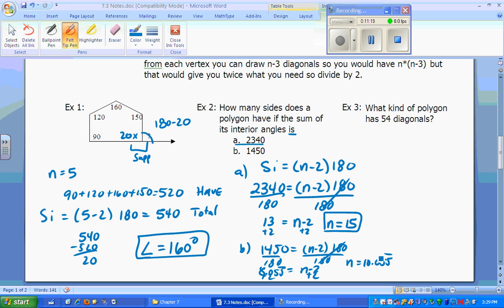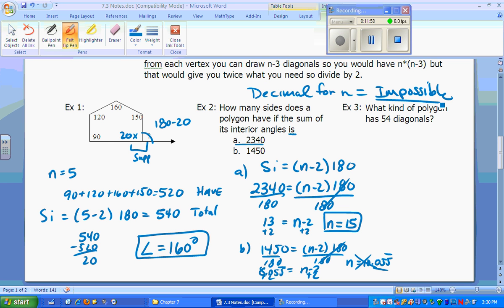Can you have a figure that has 10.055 sides? Not in my world you can't. It would be like an extremely missing side. You'd have this much more of the fencing that you'd have around something. Come on. So anytime you have a decimal for n, it is impossible. So you get impossible if n is a decimal.